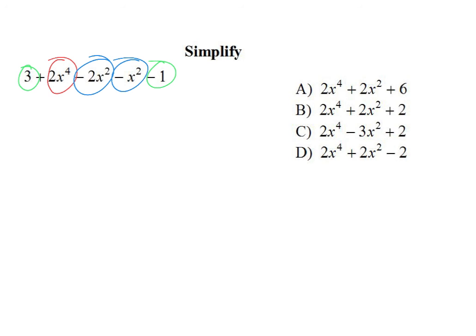When I combine, I would have 2x to the fourth. Negative 2 minus 1 is negative 3. X to the second just comes along. Then we have 3 minus 1, so 3 minus 1 is 2. Because 2 is positive, I would put plus 2. So my correct answer would be C.